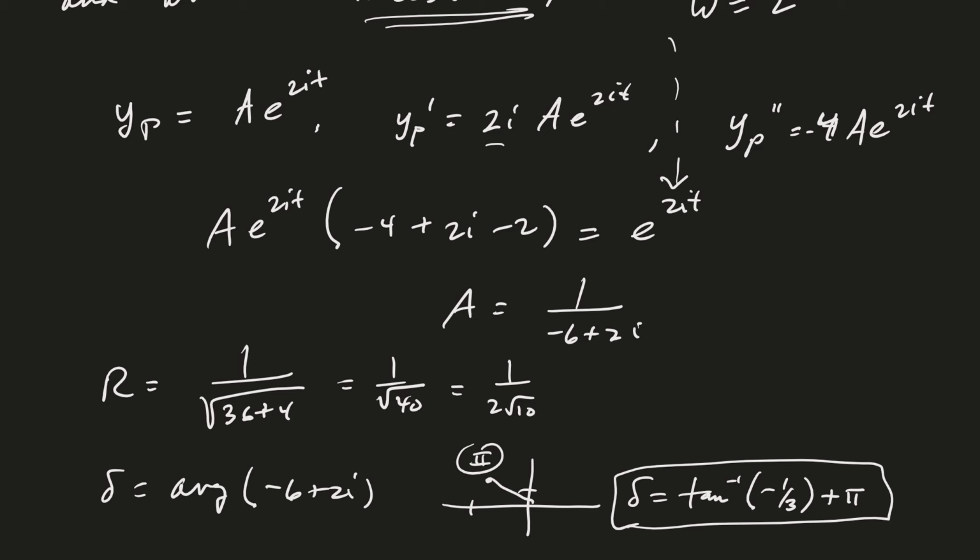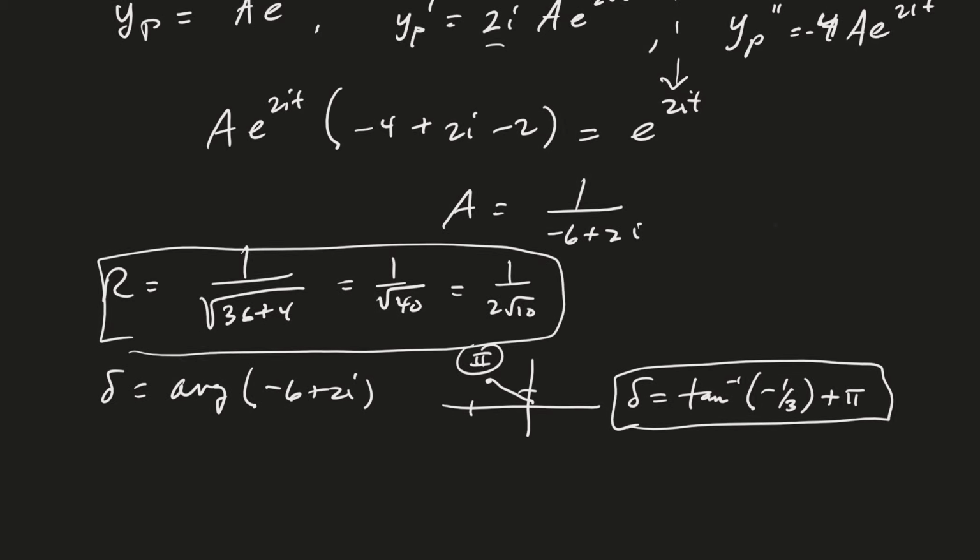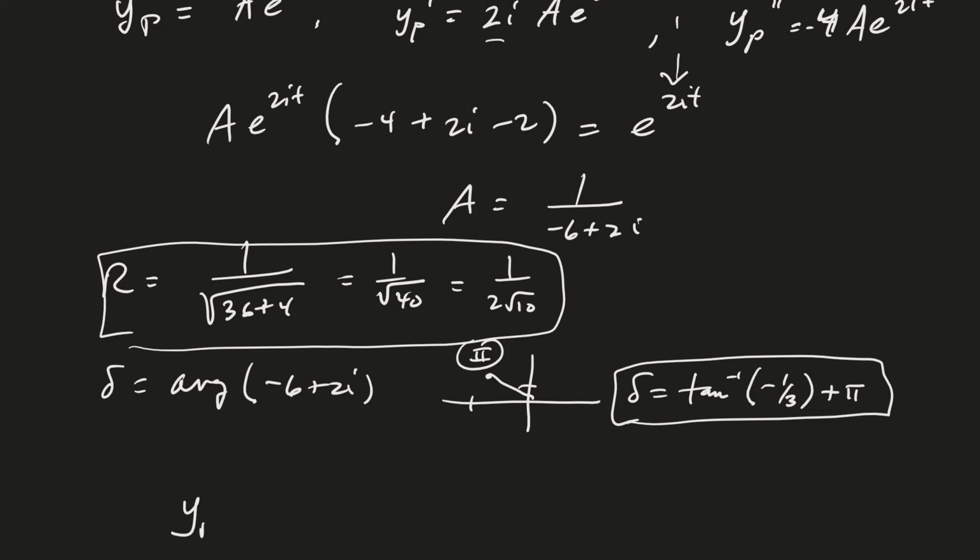Now we have our r, and we have our delta, and so therefore the particular part of the solution can be written as 1 over the square root of 40. Well, I simplified that: 1 over 2 square roots of 10 times cosine, that's what we were doing, I had to think about that for a second, of 2t minus the delta.